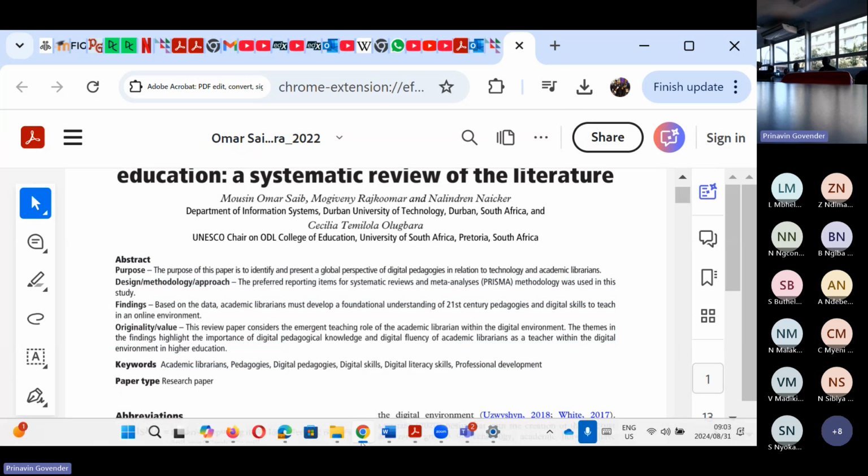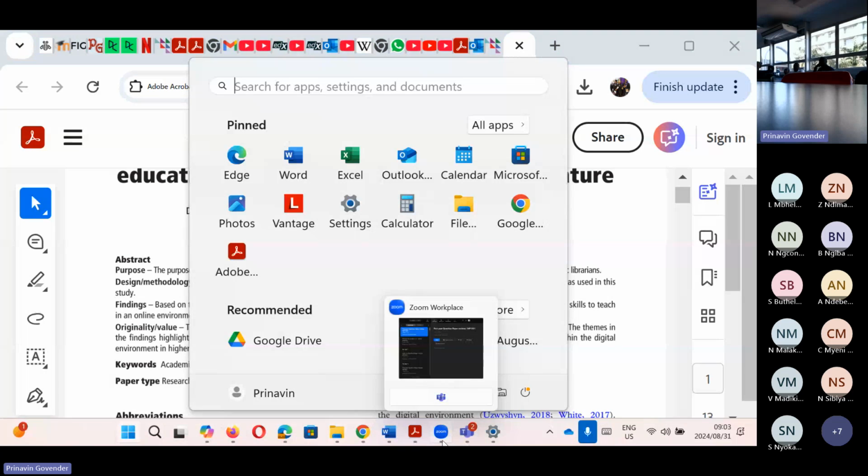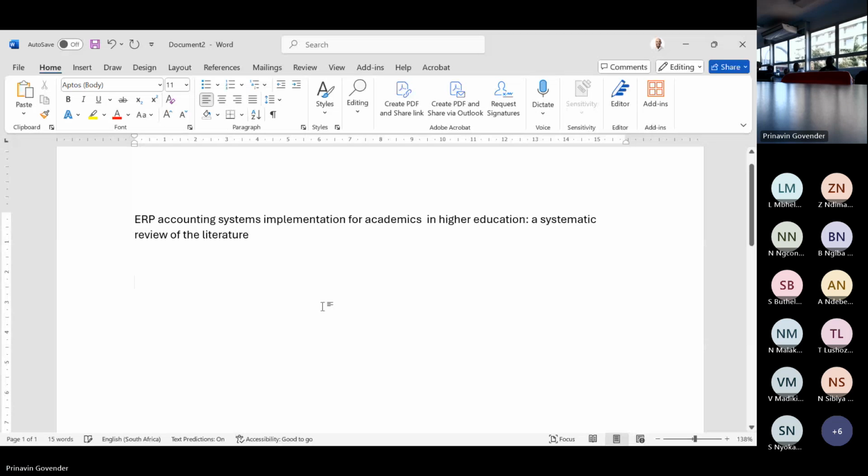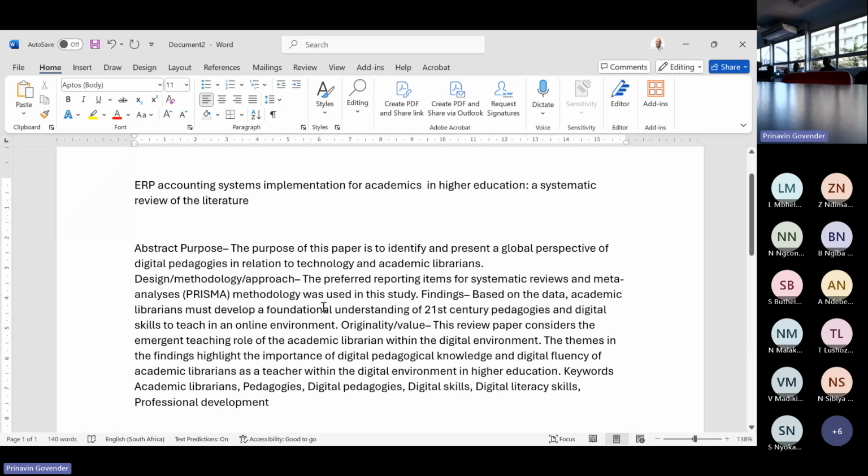Copy the text. This is how I wrote my 2 or 3 articles. I shouldn't be recording that, but I'm no experienced professor. I'm still learning as well with you, right? So there's my article. The purpose of this paper is to identify and present a global perspective of, are we doing digital pedagogies?